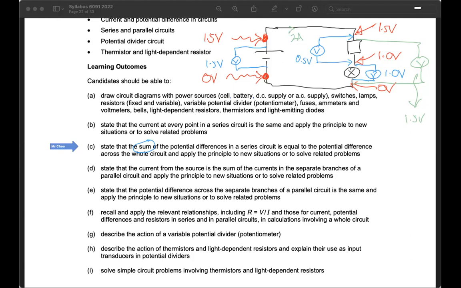Can you type it out in the chat? Thank you, Yuting, you're correct. How about the rest of you? What do you think is the resistance of a voltmeter? Will it be very, very low or very, very high?